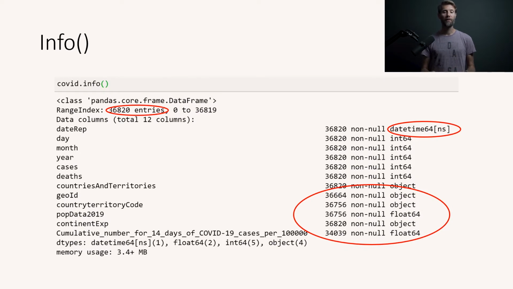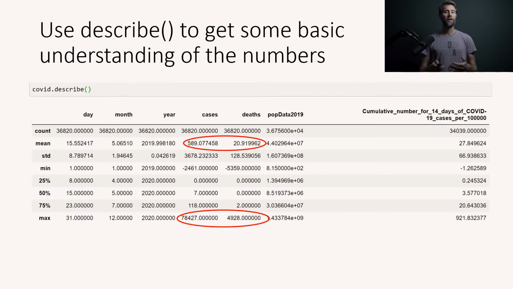When we apply the info method on the data frame, we find out there are almost 37,000 rows in the dataset. The date reported column has been converted into a date column, and there are quite a few columns with missing data. The describe function shows us that on average almost 21 deaths are reported on a single day in each country. The highest number of deaths reported on one day in a country is almost 5,000.